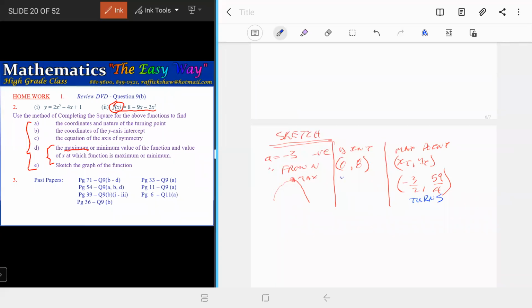And this is where we cut the y-axis. This is the y-intercept. So it turns at this point, and that's the information you need. You need to know that it frowns, where it intersects the y-axis, and where it turns. Those are the three things you need to sketch the graph: the shape based on the a value, where it turns, and where it cuts the y-axis. Once you know those three things, you can sketch it.